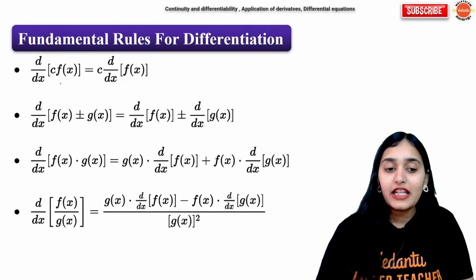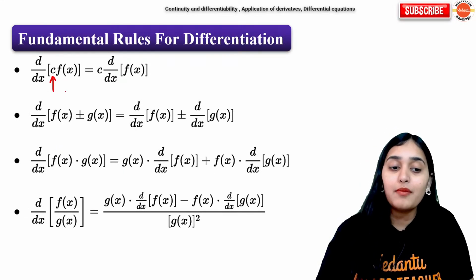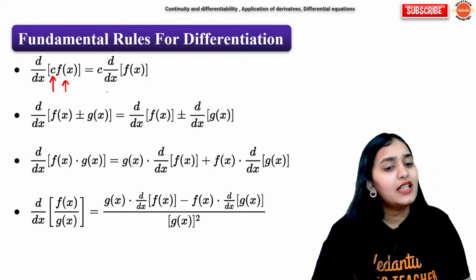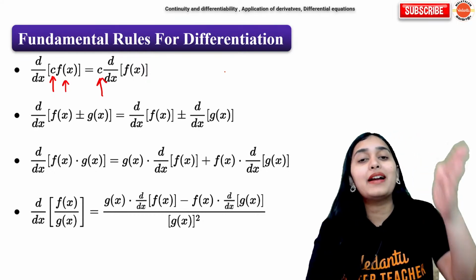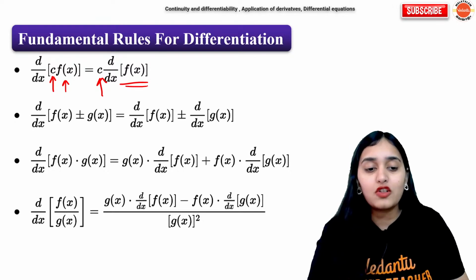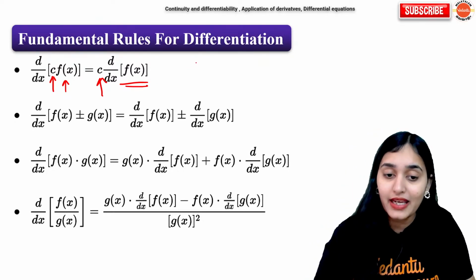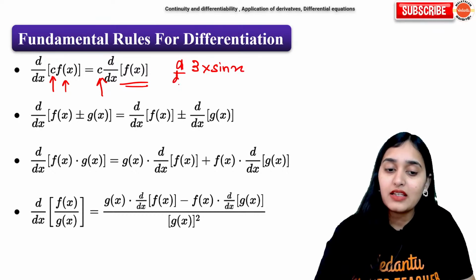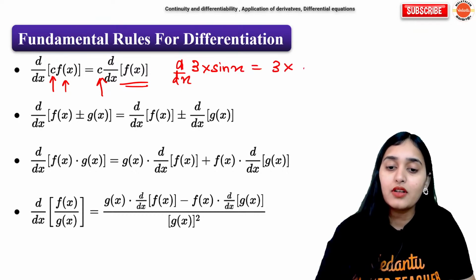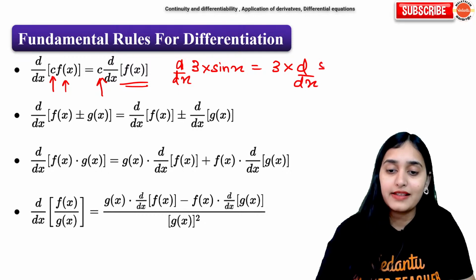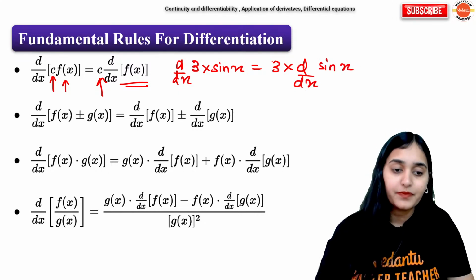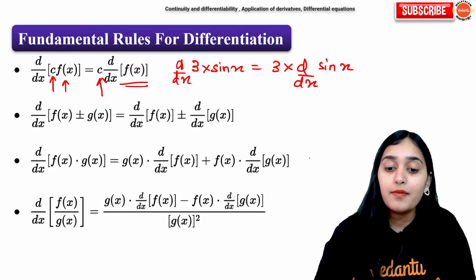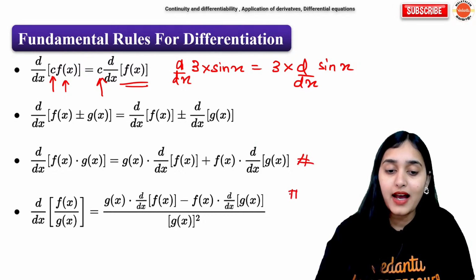Next, what if you have a constant multiplied to the function? The constant will simply be multiplied to the differentiation of the function. So what I mean to say is, for 3 into sin x, what will be the differentiation? It will be 3 into differentiation of sin x. Everybody knows this? Okay. Now some super important formulas.